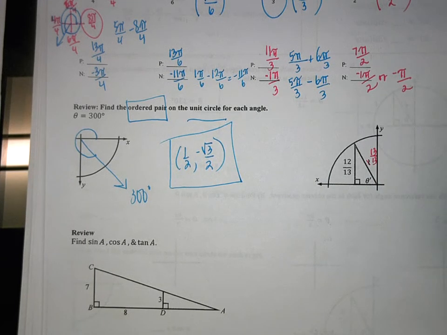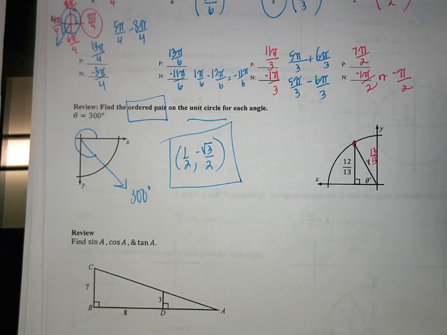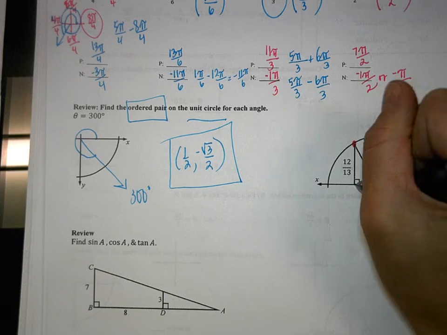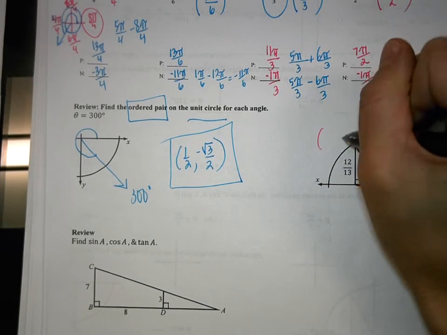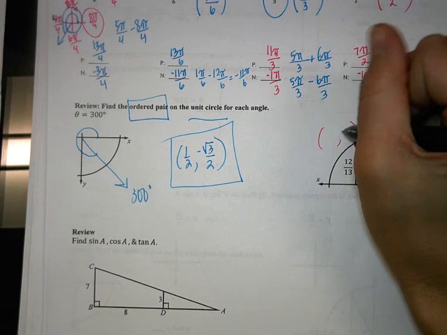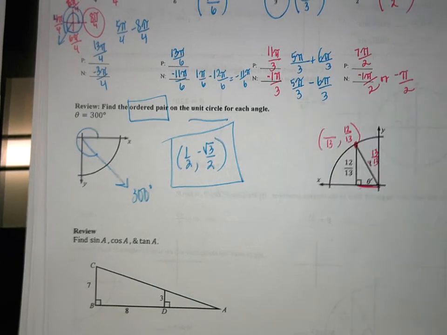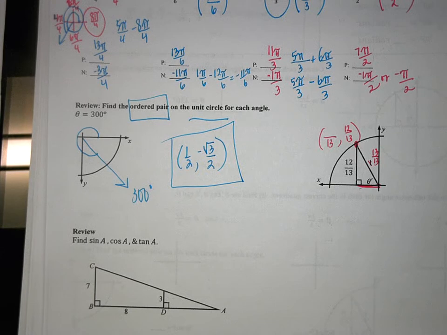Okay, so again, we're trying to find the ordered pair right here. But I need to know this length. Right now, which length do I know, the x or the y? The y, which we know is 12 over 13. We know that x is going to be something over 13, but I don't know what the top number is. Although some of you might, because for some reason we keep using this one.